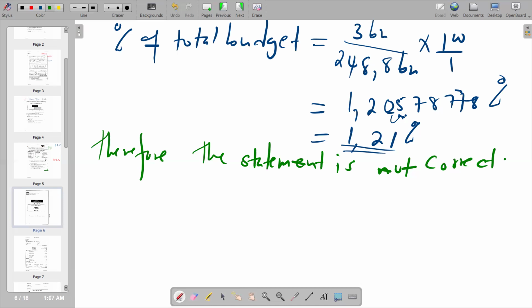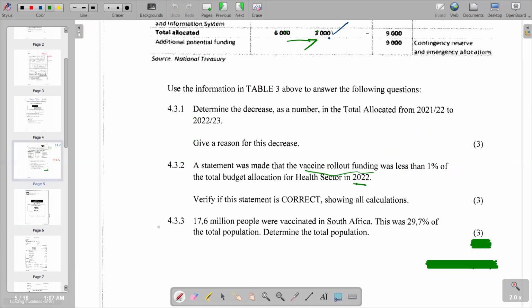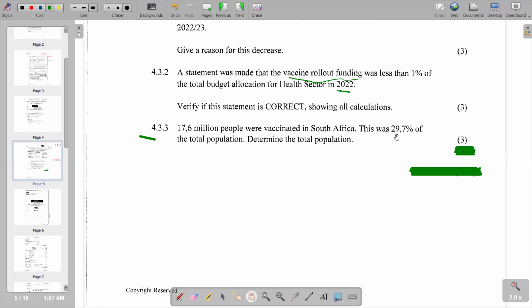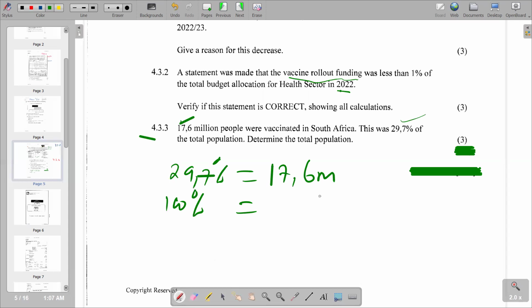This is our conclusion after we have made our calculation. Now we go to the next part of our question, which is the last part: 17.6 million people were vaccinated in South Africa. This was 29.7% of the total population; determine the total population. So obviously the total population is represented by 100%, and the figure that we are given here is representing 29.7%. So this time we say 29.7% is equal to 17.6 million. The figure that we are looking for is 100%, so obviously we are expecting it to be more.